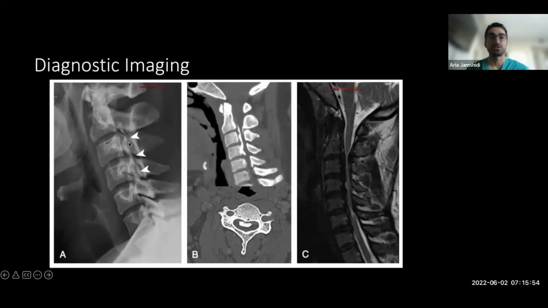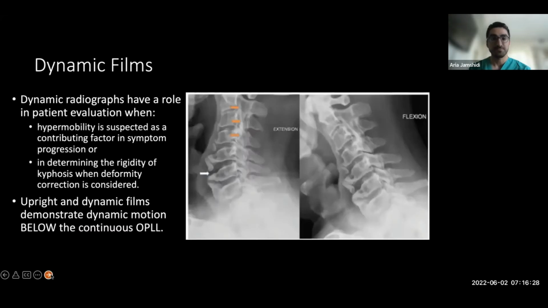This is a nice image on the far left. This is a static cervical radiograph. You can actually see the OPLL starting from the C3 body, extending down to C4, and even all the way up to the bottom of the C2 vertebral body. You can then see this continuous OPLL on CT scan. CT can always be very helpful to delineate the extent of the ossification. Then obviously the MRI can then show you the extent of any cord edema or T2 flair signal change within the cord. Dynamic films can also be extremely helpful.